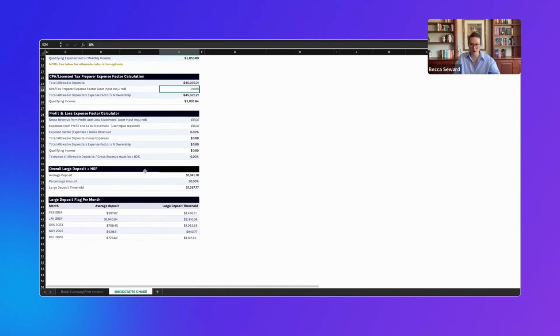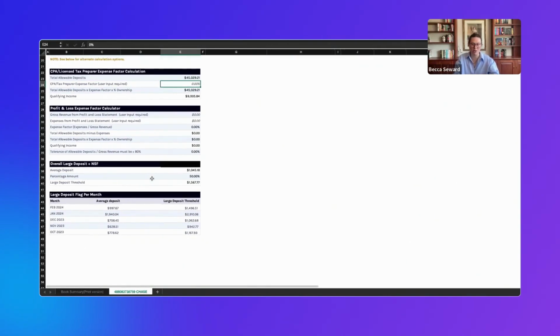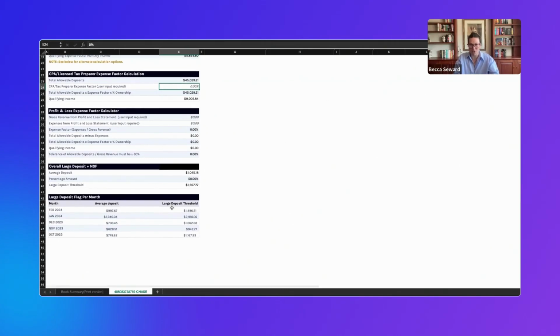We have large deposits. Previously, we only had one calculation for large deposits, and that was based on the average deposit total across the entire book of bank statements. But now you do have the ability to determine the percentage or the actual amount threshold, and that can be applicable across every single month.